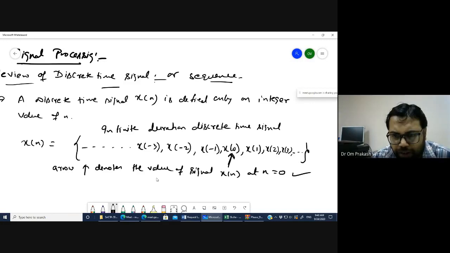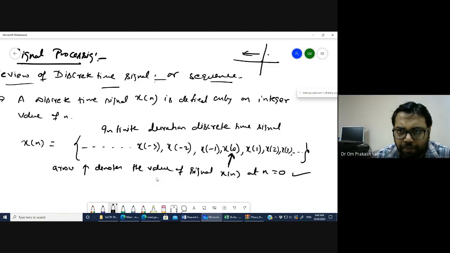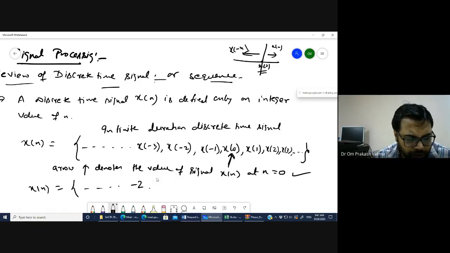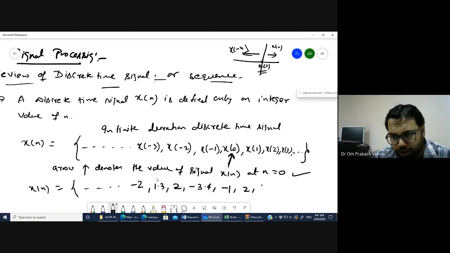So at n equal to 0, the sequence will start from here. This is the negative side, this is the positive side, right? This is x[-n], however this is x[n]. This is x[0], nothing else. So if x[n] is represented in infinite duration, let's say this is -2, this is 1.3, this is 2, this is -3.4, this is -1, this is 2, this is 1, dot dot dot. And I'm representing the arrow here.